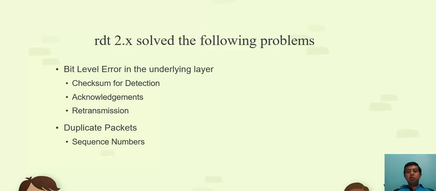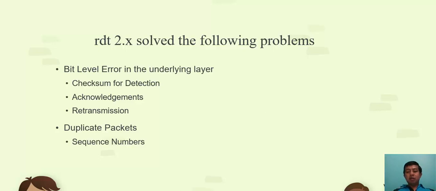In version 2, we assumed that the underlying layer, the network layer, could introduce corruption, an error during transmission. So if corruption of packets happened during data transmission, the receiver side would receive a corrupt packet. So our main task was how to detect corruption of a packet. This was done by using checksumming. Now, what would we do when a corrupt packet was received?